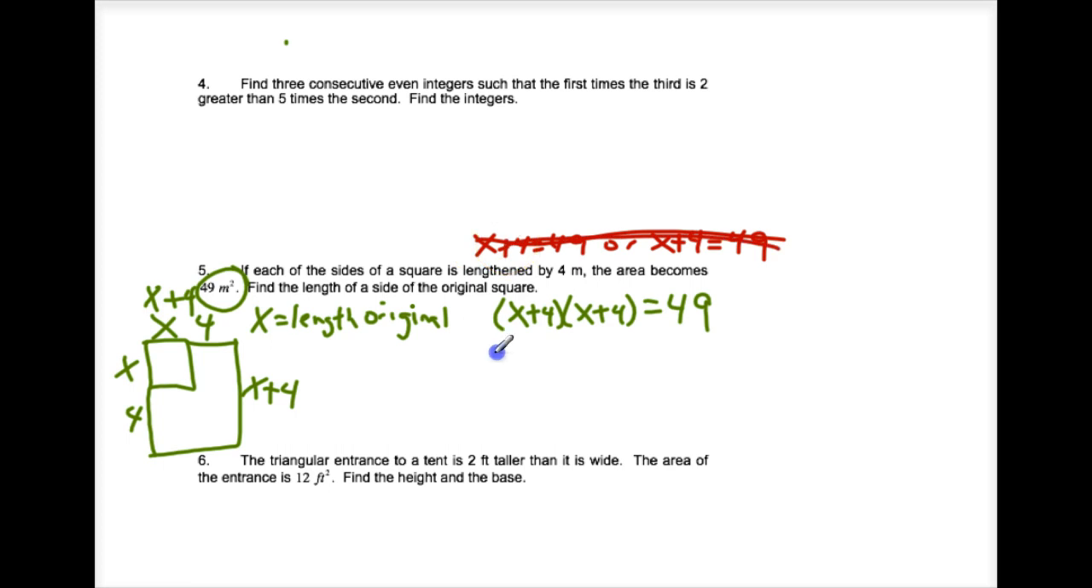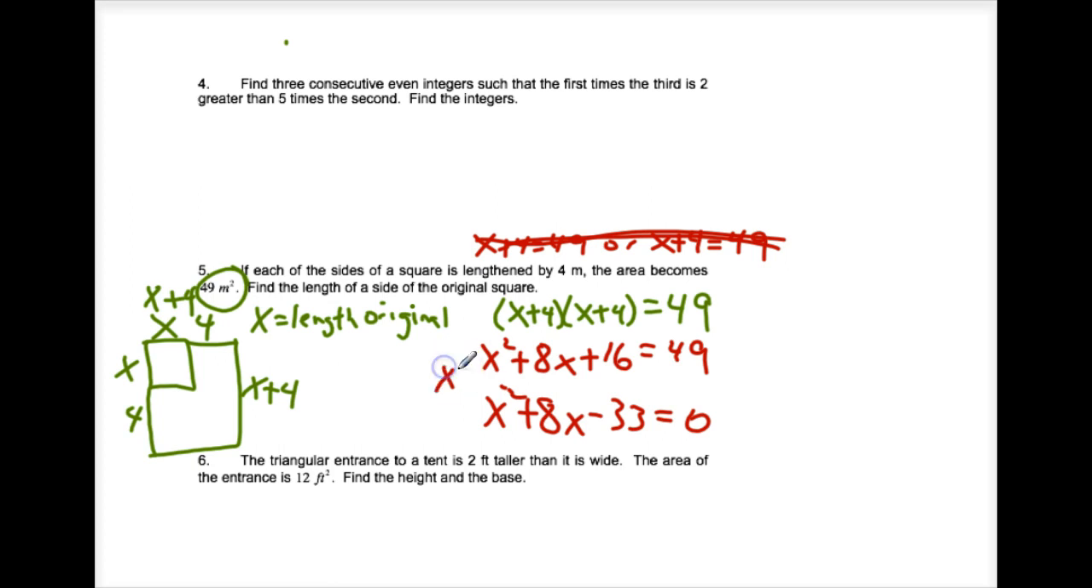What you have to do is x squared plus 8x plus 16 equals 49, and then subtract 49 from both sides. Then we can factor it and use the zero product property. It's x squared plus 8x minus 33 equals 0. Now everybody try to come up with factors of 33 that make 8. Doesn't take long. 11 and negative 3.